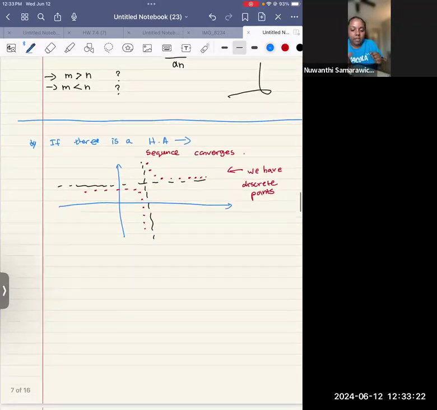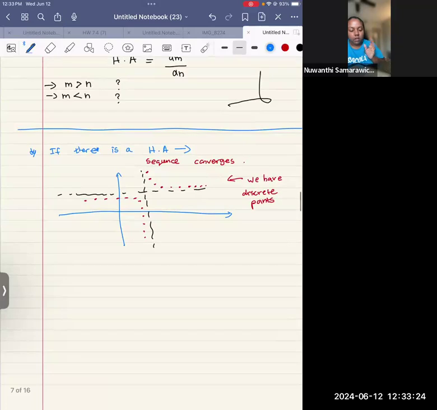By the same idea, what did we do here? We drew a graph. By the same idea, can you all tell me, for a sub n equals sine n, whether this converges or diverges? You can draw the graph or you can take a limit. What happens? Does it converge or diverge?